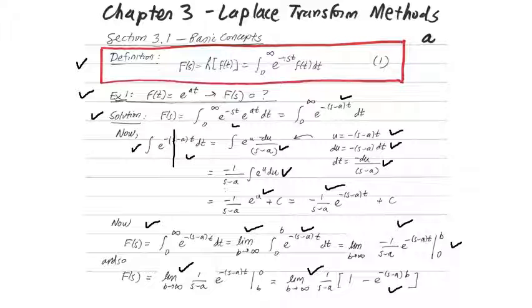So now we have our expression in terms of b. We're thinking of s and a as being constants throughout this whole calculation. And now on the next slide, we're going to take the limit of that expression as b approaches infinity and see what we get.